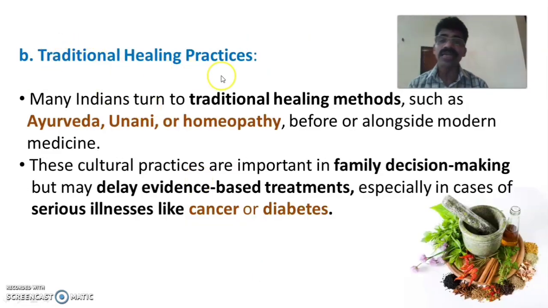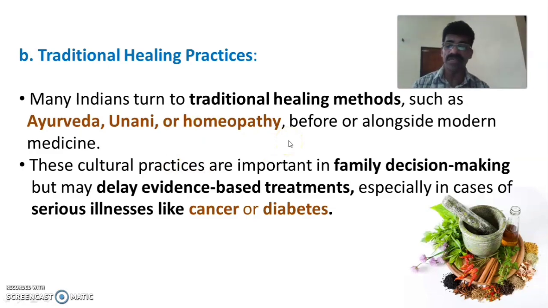Next is traditional healing practices. Many Indians turn to traditional healing methods such as Ayurveda, Unani, Homeopathy, Siddha, etc., instead of allopathy, either before or alongside modern medicines. So either they go for the traditional healing methods based on culture or tradition before modern allopathic medicine, or they take them along with modern medicine, following Ayurveda, Unani, Homeopathy, etc. These cultural practices are very important in the family.